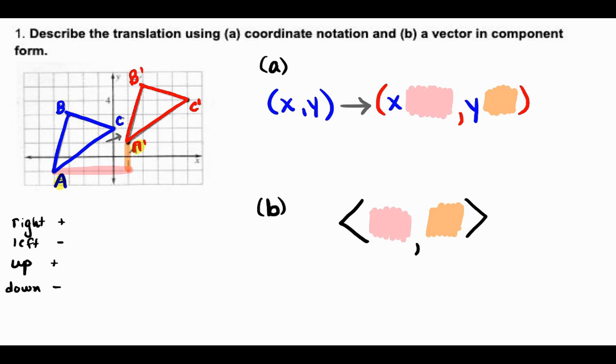So we are going to the right, and that is 1, 2, 3, 4, 5. Right is positive, and our count is 5. So +5 is our horizontal shift. We're going up a count of 2. Up is positive, the count of 2. So +2 is our vertical shift.